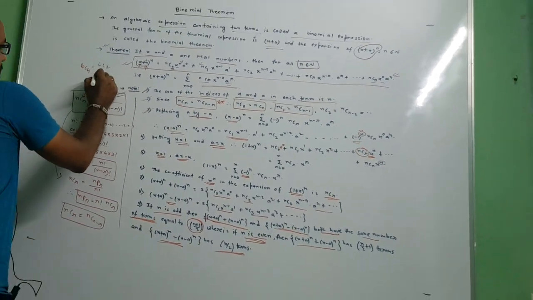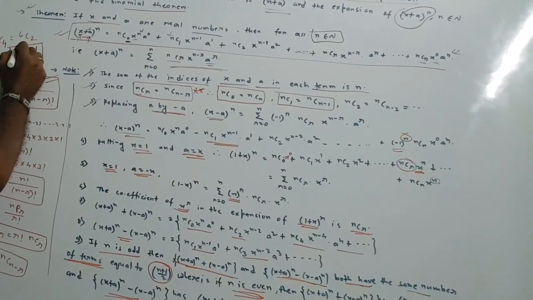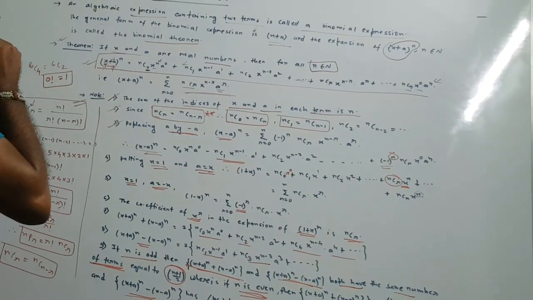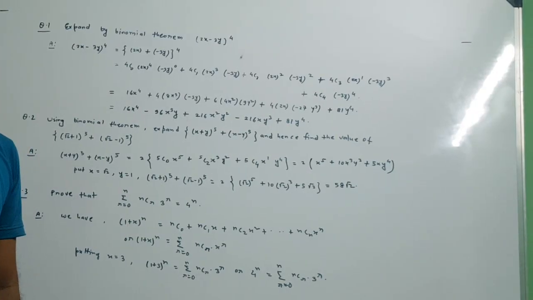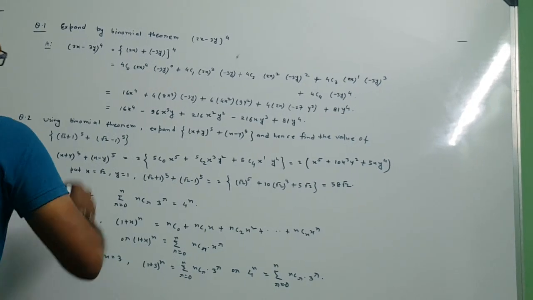Now remember one thing I forgot, that is 0 factorial is always 1. This is also very important. 0 factorial is always 1. Now let us see some problems. So let us see some problems related to binomial theorem.